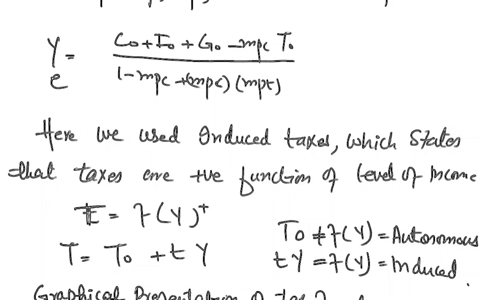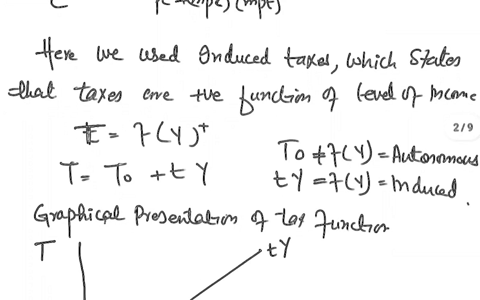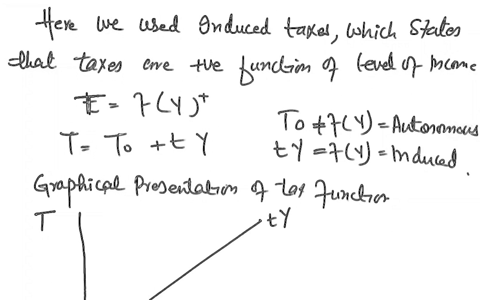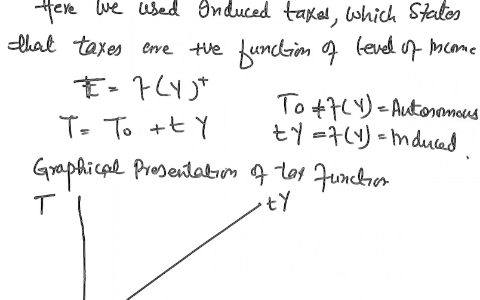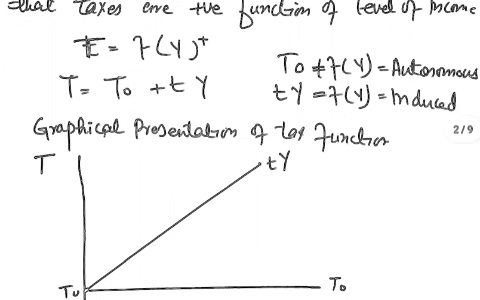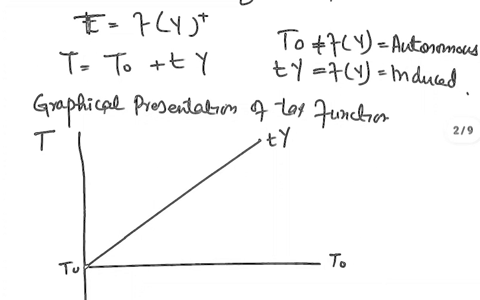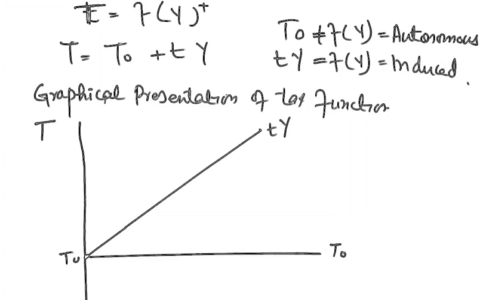Here we used induced taxes, which state that taxes are a positive function of the national income, and T is a positive function of Y, and it has two components. T has two components, meaning that T is partly autonomous, and it has some part that is induced, that depends upon the national income. The autonomous taxes don't depend upon the level of national income, that's why they are called autonomous taxes, while the induced taxes increase along with the increase in the national income.